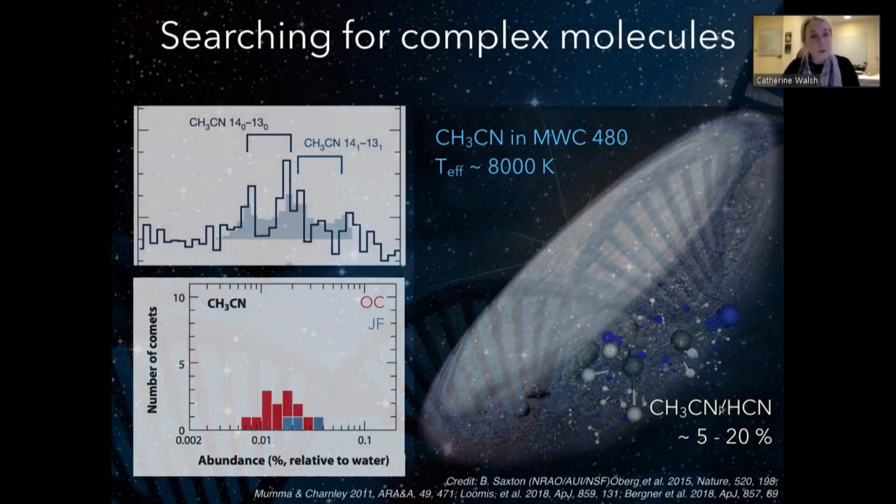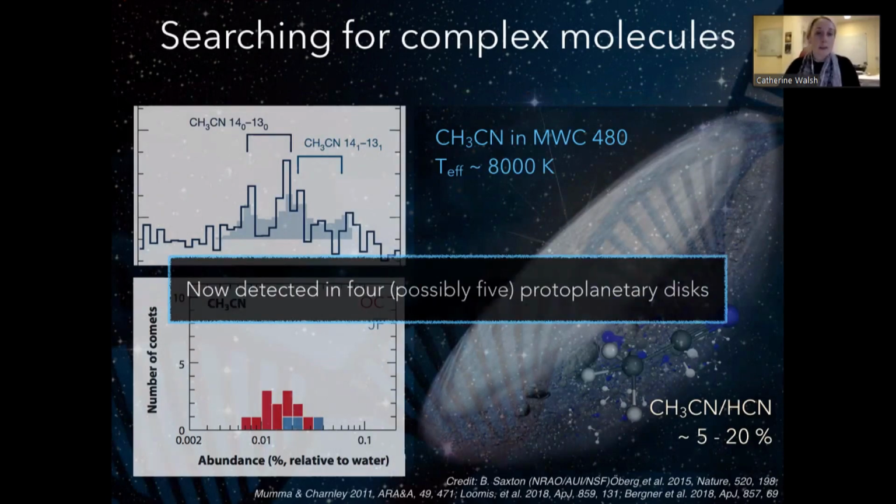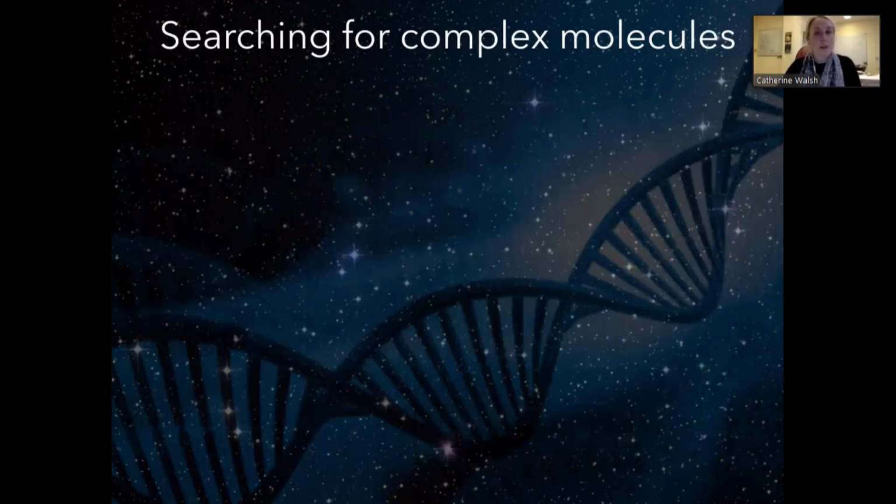So this is the first clue that what we're seeing in the gas phase is potentially representative of what's happening in the icy midplane. Methyl cyanide, we now know, is quite an abundant molecule in protoplanetary disks. We now have detections in 4, and a tentative detection in a 5th protoplanetary disk. So this makes it quite a powerful tracer of disk physics and chemistry.